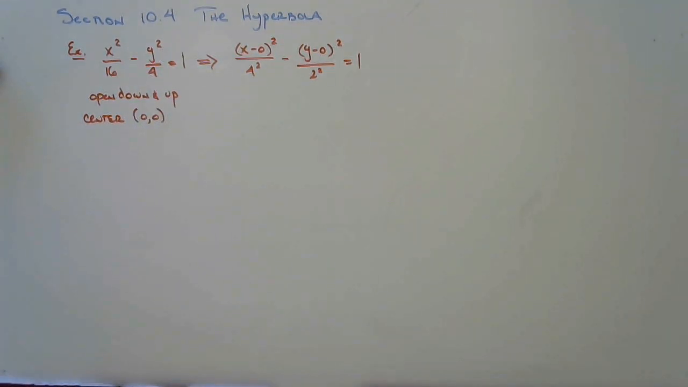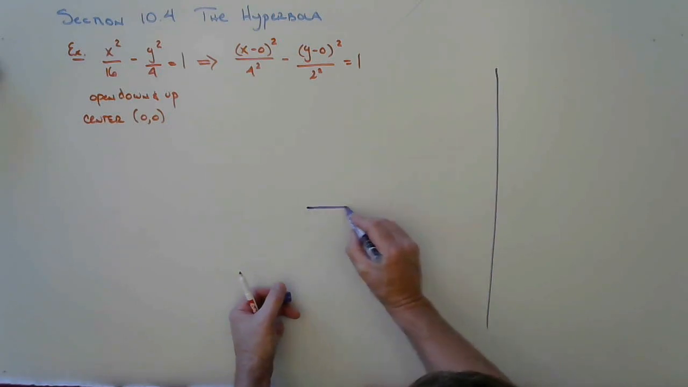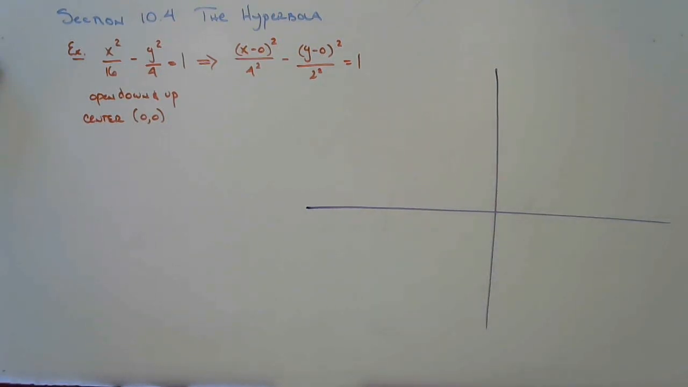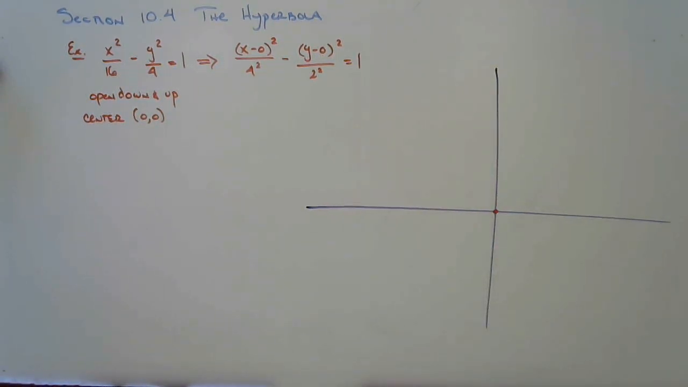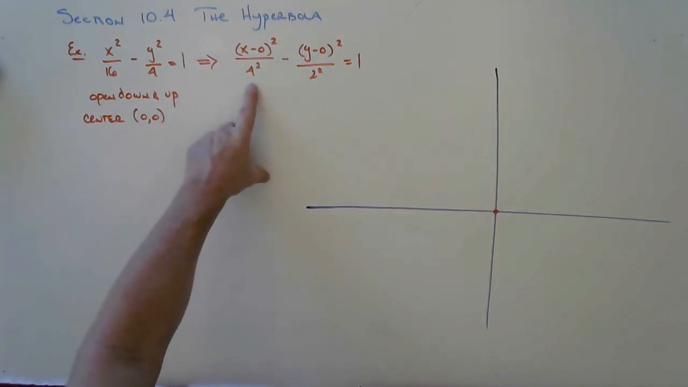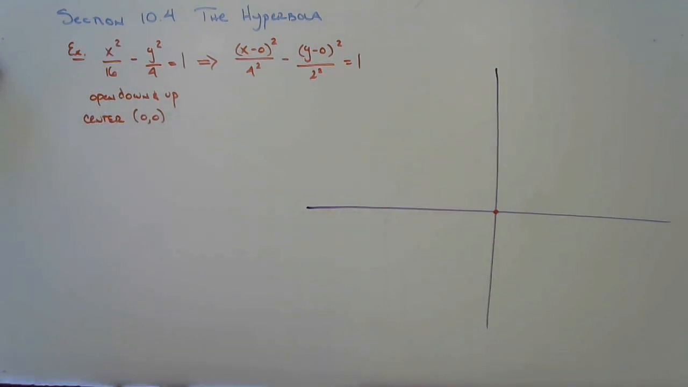So once we have the center, we can start drawing the graph, right? We can come over here, and we can start drawing our graph. We already have the center. Now the center is not a point on our hyperbola, but we know the center goes here for this problem, 0, 0. Now, from our previous example, we said this is going to open, right? Down and up.